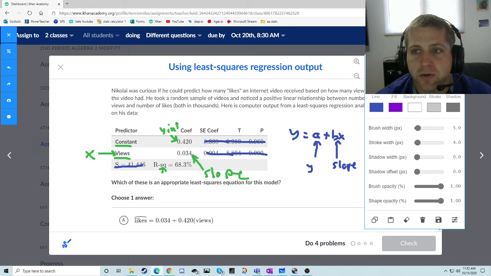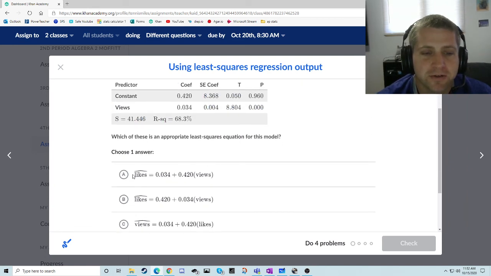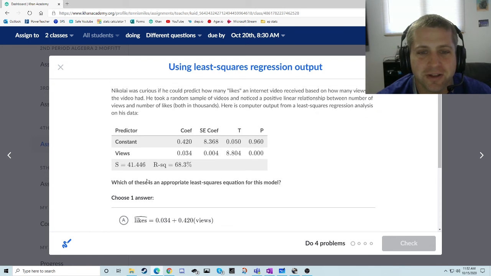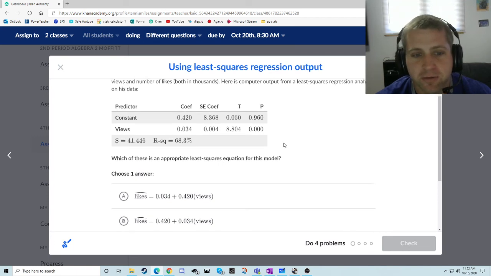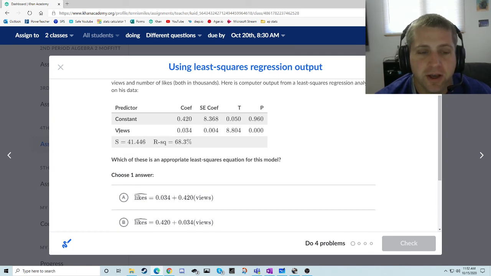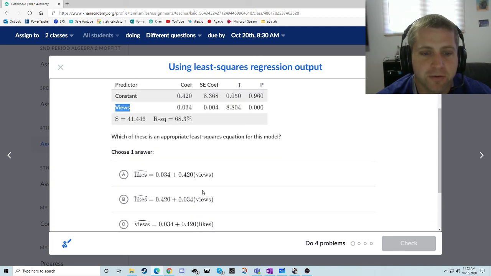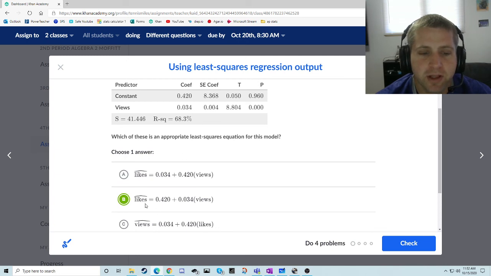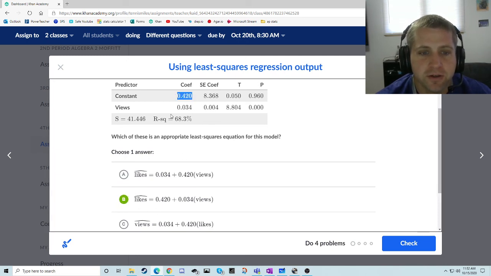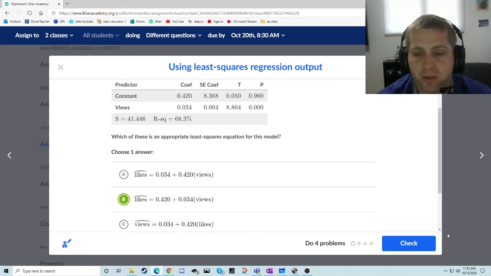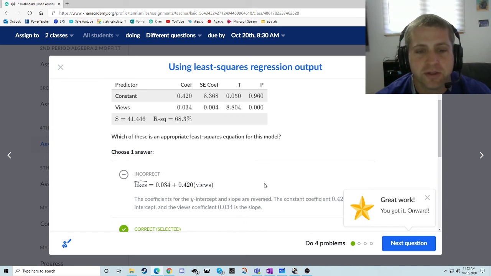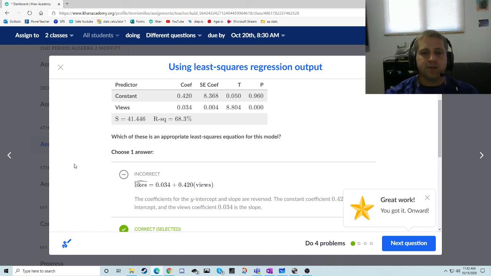Now, if I'm trying to answer this question, notice they even use the y hat. They just say what the variable is. It looks like the number of likes is dependent on how many views. So we already know x is the views, and it's got to be one of the top two. The coefficient is 0.34, so it's going to be this one. They put likes as the y hat, and they have the coefficient for the constant, which, remember, is the y-intercept. So yeah, it's B. I hope that helps. That's interpreting and reading slope and y-intercept.